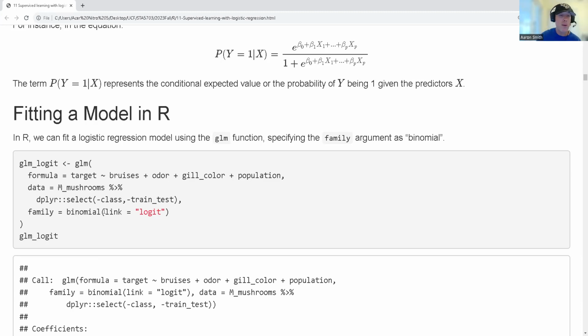Now, I do not need to specify the link. The default is logit. There are multiple link functions that we can use. Logit is by far the most common to use. It has a lot of nice theoretical properties, and I feel like it's the best choice overall. The link function is the inverse of an activation function in neural networks, by the way.